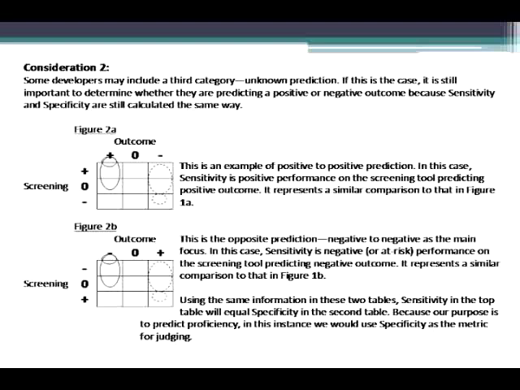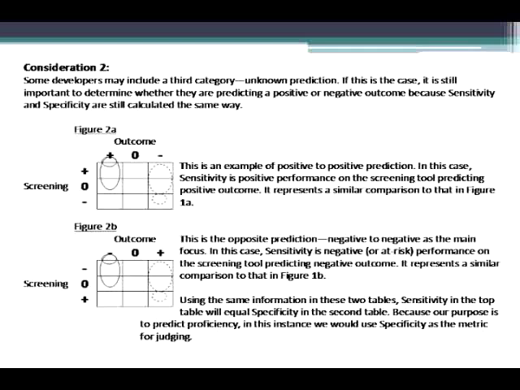The next consideration is when a developer may include a third category, which they consider unknown, need further information, so that they can predict the positive or negative outcome or performance. But there's also a third group of individuals not able to be predicted quite as reliably. So in this case, this is where the sensitivity and specificity would be illustrated in this kind of table.